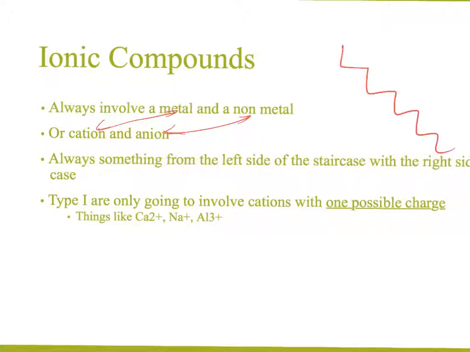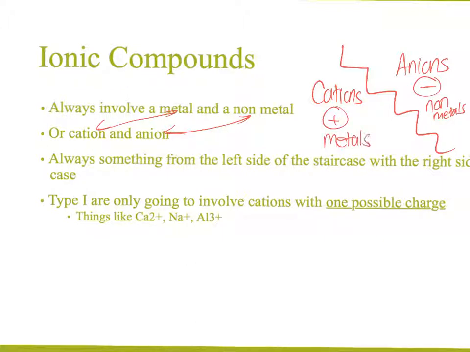So here's the staircase in our periodic table. All the anions, or the negative ones, or the non-metals are all over here, and all the cations are always over here, and they're positive, and they're metals. Type 1 ionic compounds are only going to involve ones that have one possible charge. So I put down some examples like calcium 2 positive, sodium, and aluminum.